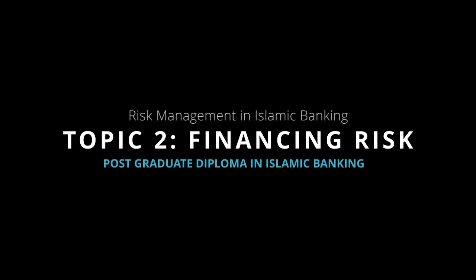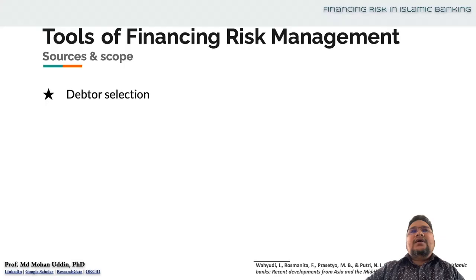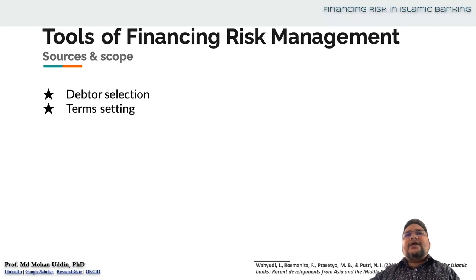Tools of financing risk management. So, what are the different ways or different mechanisms that can help an Islamic bank to manage the financing risk? Number one is debtor selection. Number two is terms setting. So what do we mean by debtor selection?